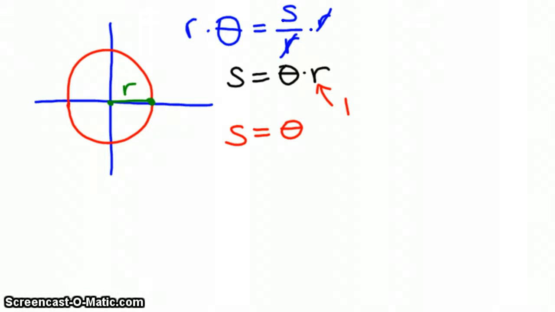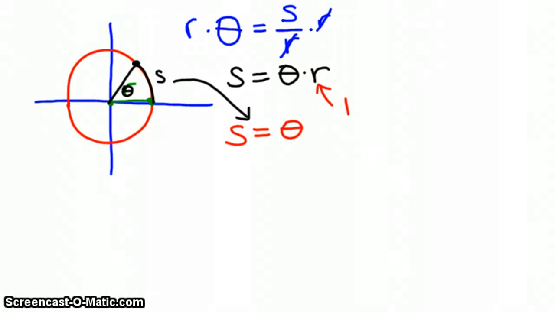What that means is no matter how far I sweep an angle, let's call this angle theta, the arc length that it will sweep will be equal to theta, because my arc length and theta are equal when my radius is 1.